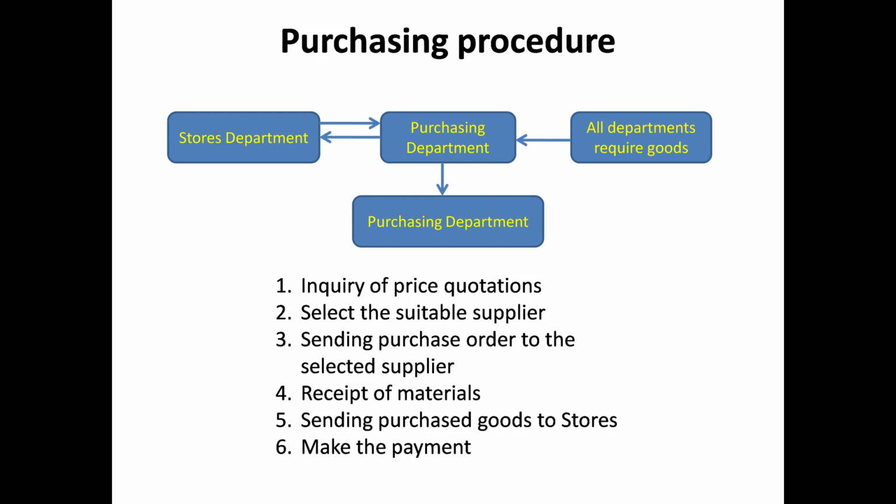Number 2, select the suitable supplier. Number 3, sending purchase order to the selected supplier. Number 4, receipt of materials. Number 5, sending purchased goods to stores. Number 6, make the payment. Now we are going to learn about these 6 steps one by one.